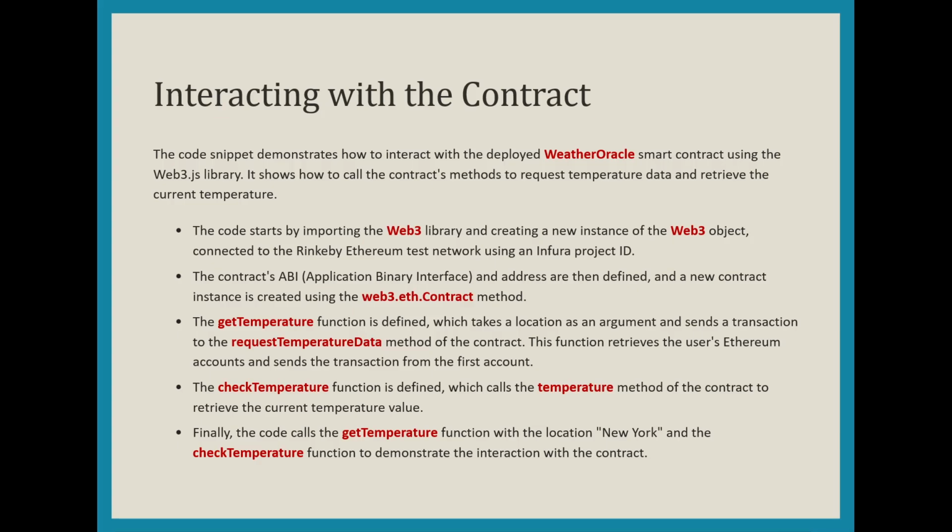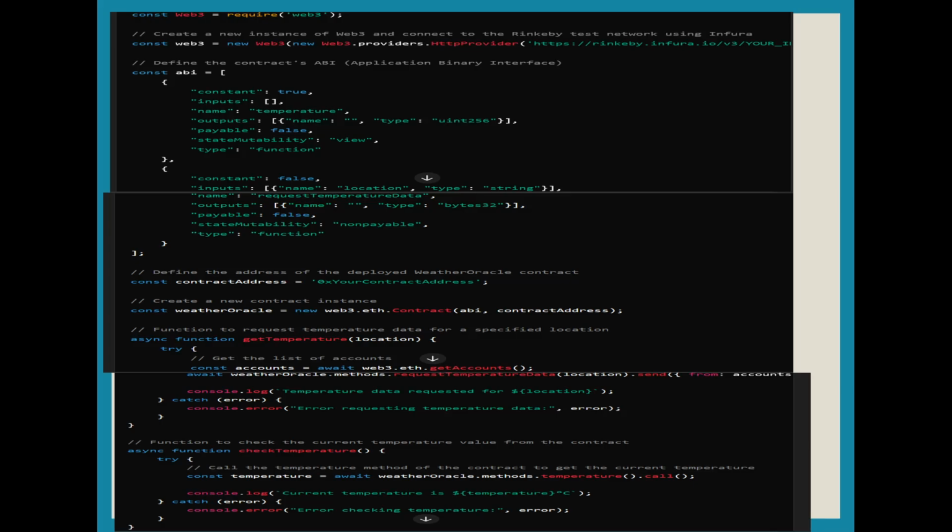The checkTemperature function is defined, which calls the temperature method to retrieve the current temperature value. And finally, the code calls the getTemperature function with the location New York and the checkTemperature function to demonstrate the interaction with the contract. So here's the code for you. Right. So it might be a bit messy and I apologize for that, but I've tried my best to get the code into the video, right?